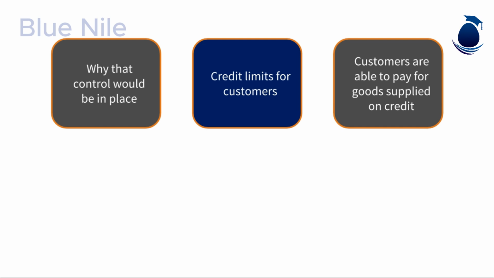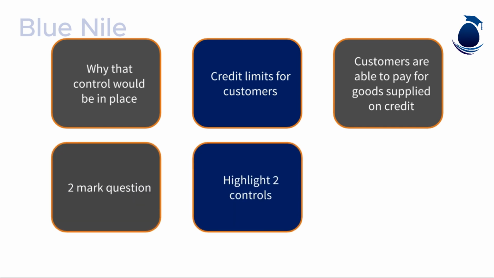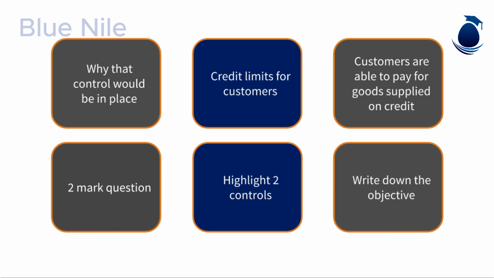As mentioned before, this is a 2-mark question. The best approach would be to highlight 2 controls of the sales and dispatch system as quickly as possible and write down the objective. Then it's time to move on to the more detailed Part C.